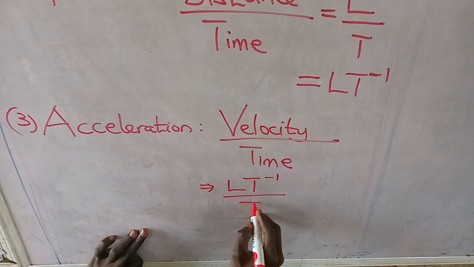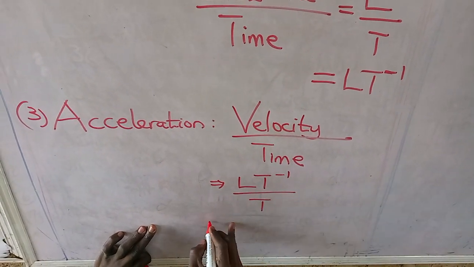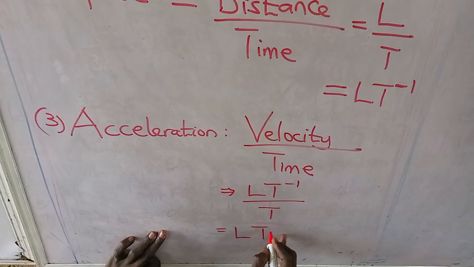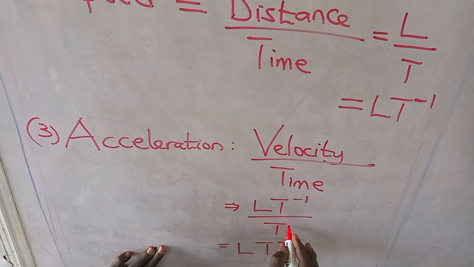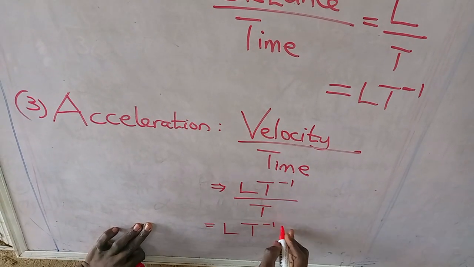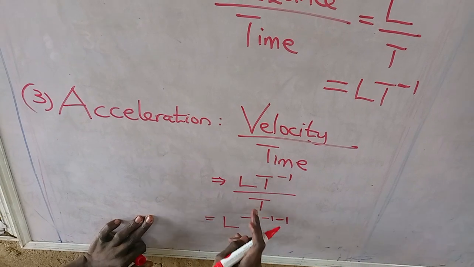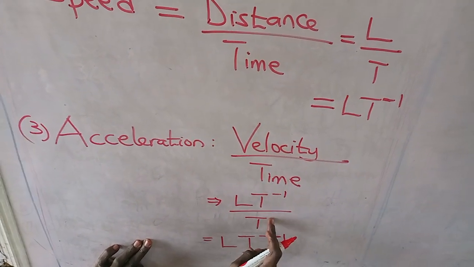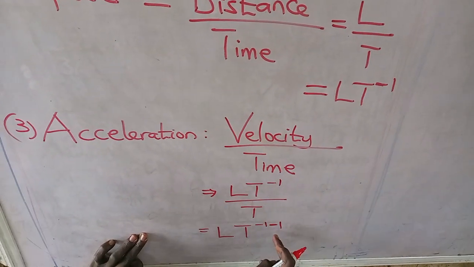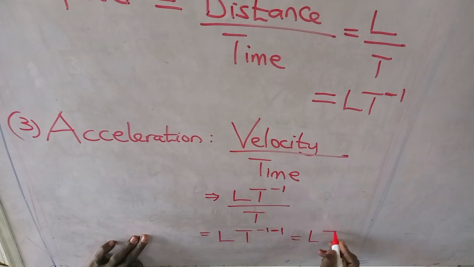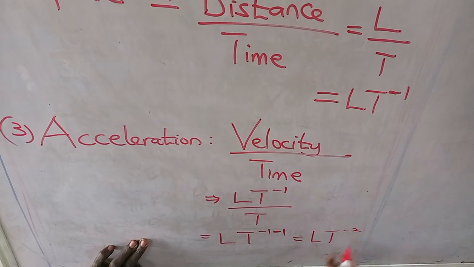Divided by time, which is T. By indices, this will be LT raised to power minus 1, and the T comes up as minus 1 again. T is T raised to power 1. Division comes to minus as it comes up. That will be LT raised to power minus 2.